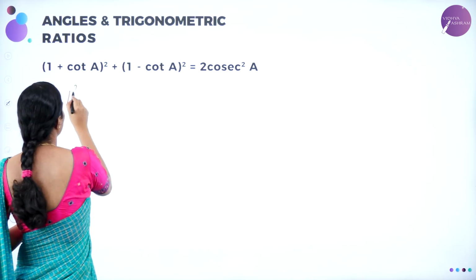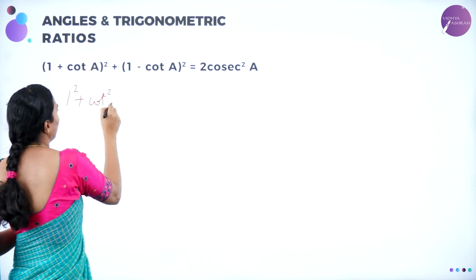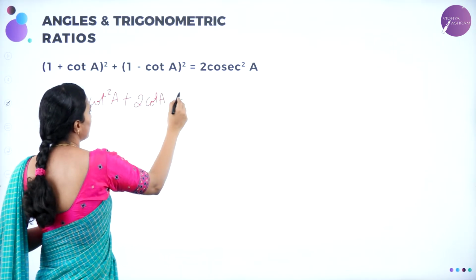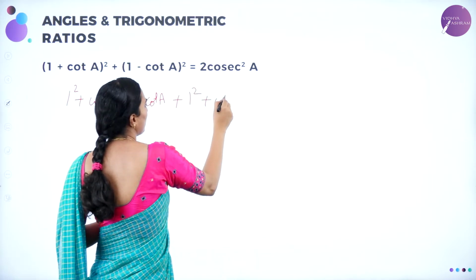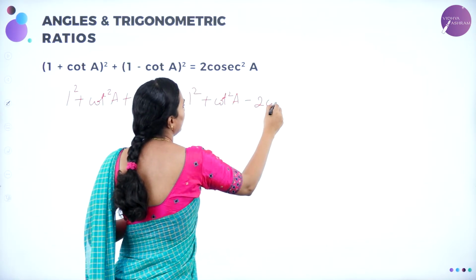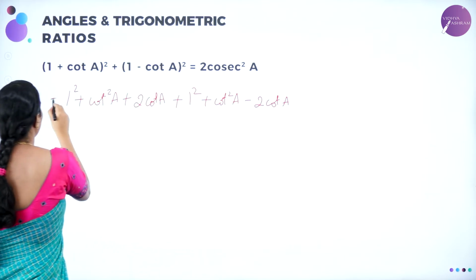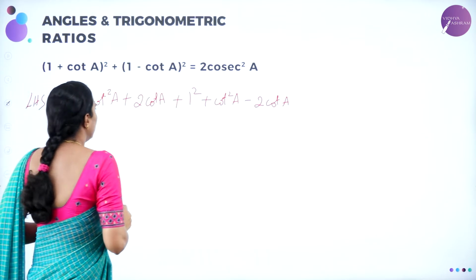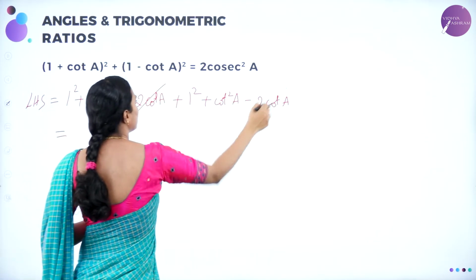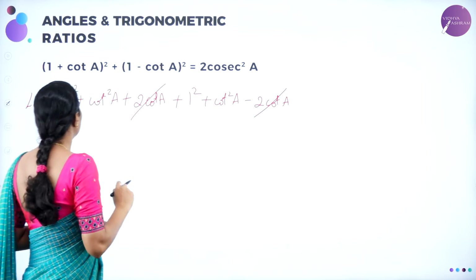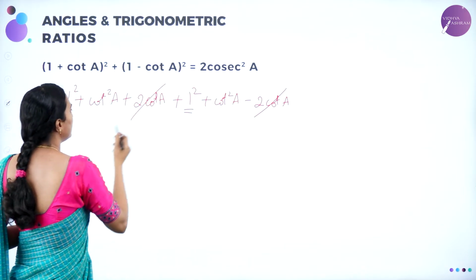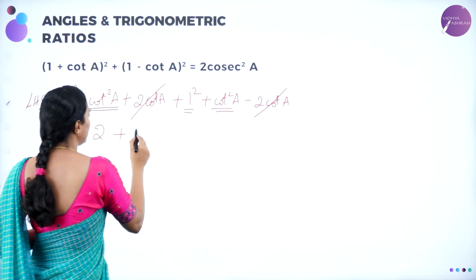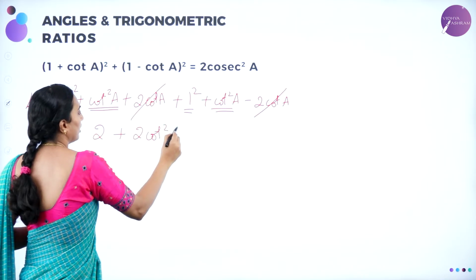So (1 squared plus cot squared A) plus 2AB, 2 into cot A into 1, again plus (1 squared plus cot squared A) minus 2AB, 2 into cot A into 1, correct? So considering the LHS here, you are going to have the answer. See, you can have plus 2 cot A minus 2 cot A will get cancelled, and then 1 plus 1 will be equal to 2 here. 2 plus cot squared A plus cot squared A will be equal to 2 cot squared A, correct?